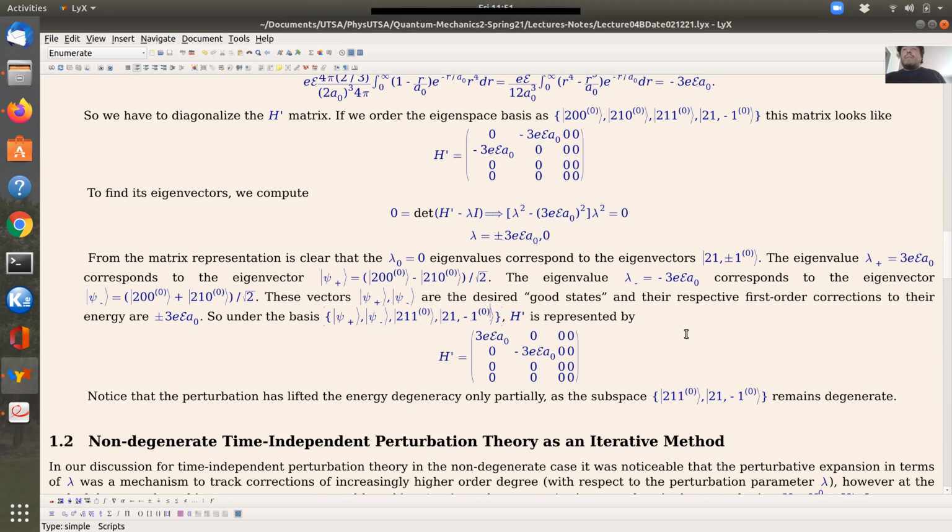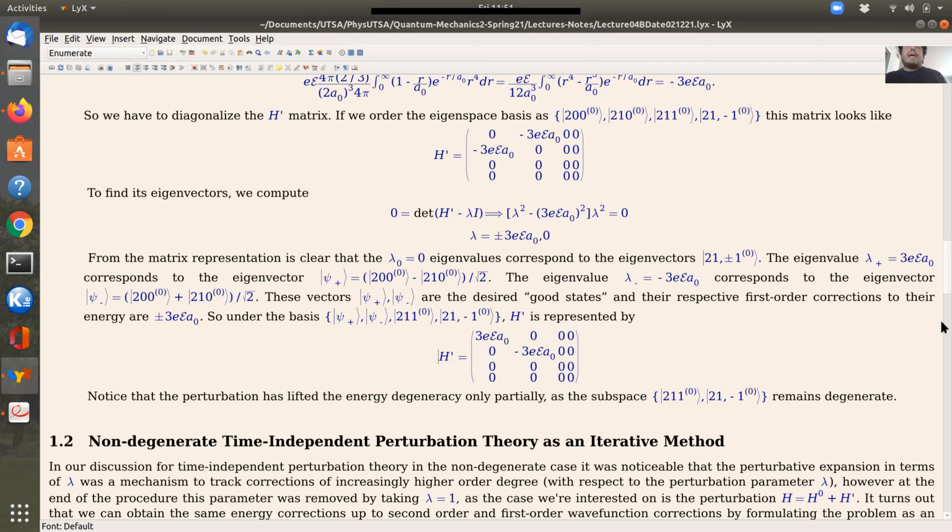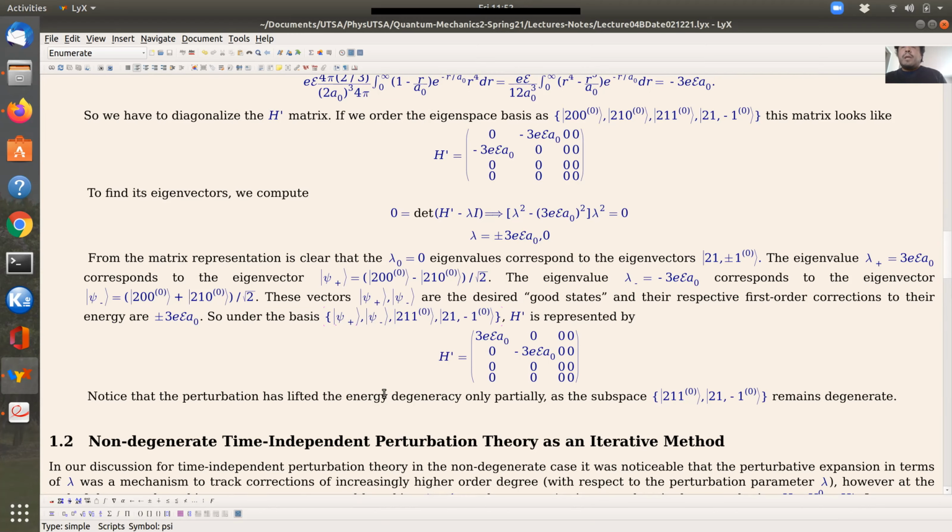One important thing to mention: we have what we were looking for, which is to diagonalize the perturbation matrix in the degenerate subspace, under this basis representation. But you notice, and this is important, that the perturbation has lifted the energy degeneracy only partially. In fact, only for these two states or their equivalent, because this subspace, which is related to m equal to 1 and m equal to minus 1 with L equal to 1 for n equal to 2, is still degenerate.